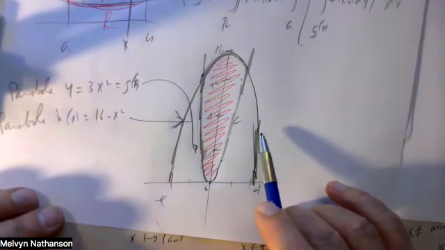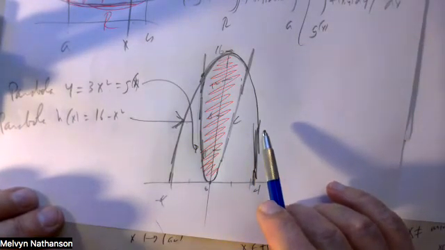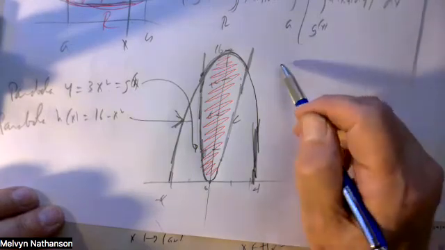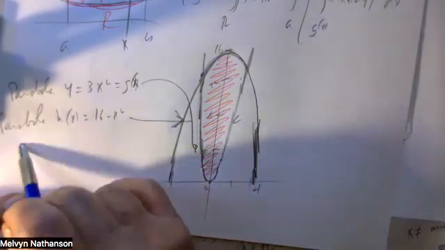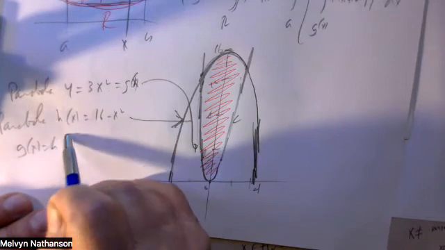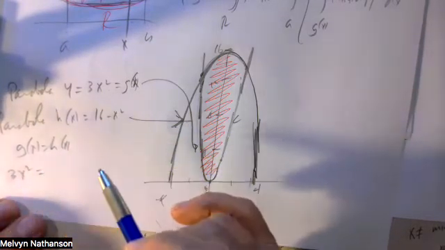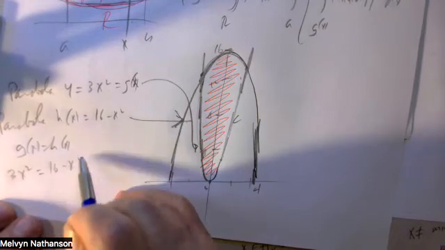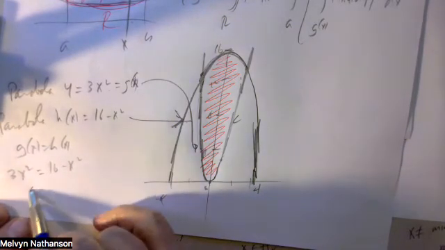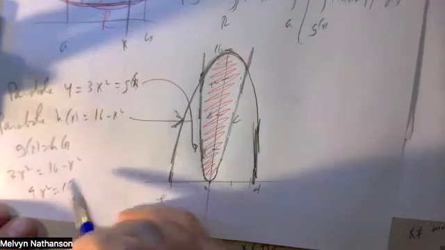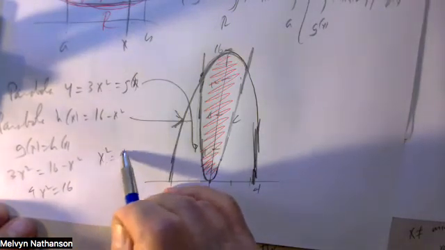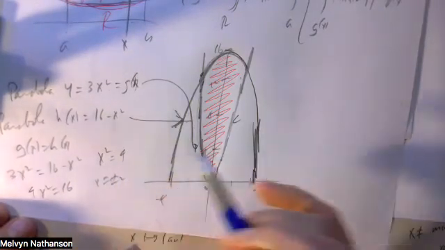And where do these two curves intersect? They intersect when g of x equals h of x. That is, when 3x squared equals 16 minus x squared. That's the same as 4x squared equals 16. x squared equals 4, x equals plus or minus 2.